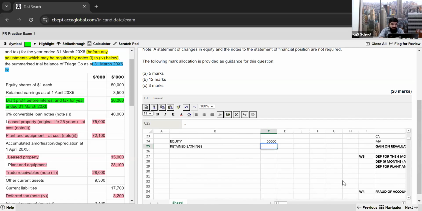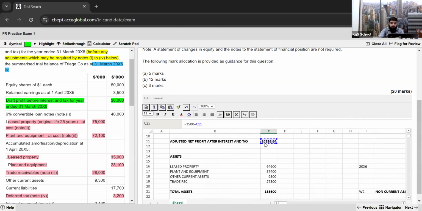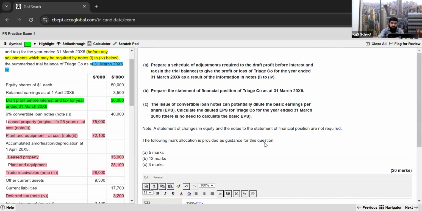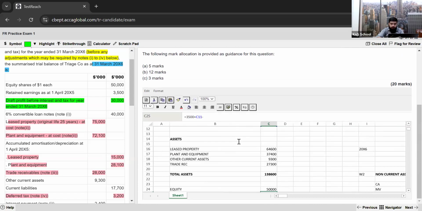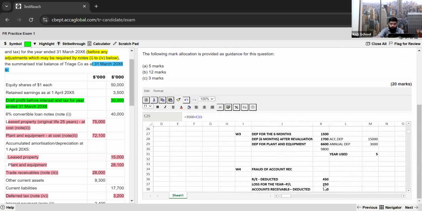Retained earnings balance was 3,500, plus 14,326, minus... that is 450.